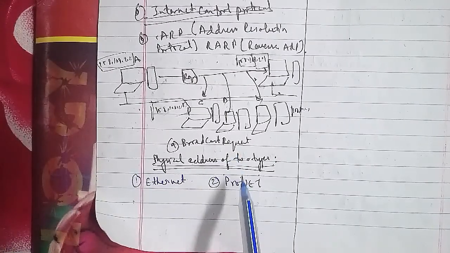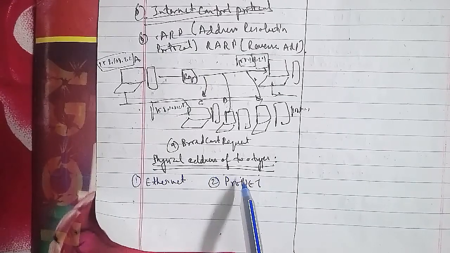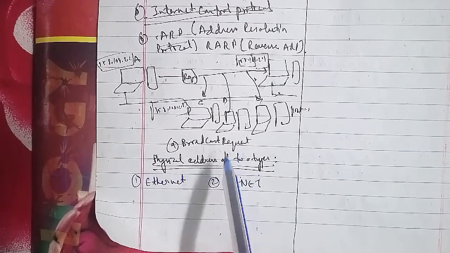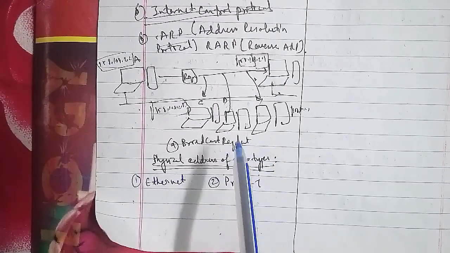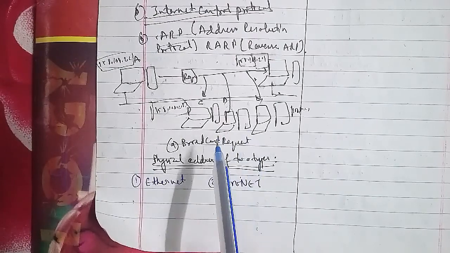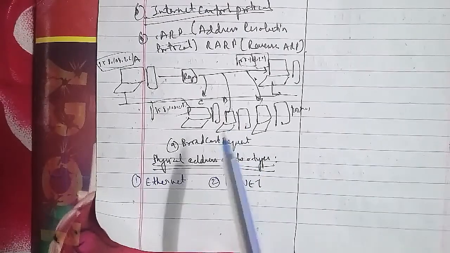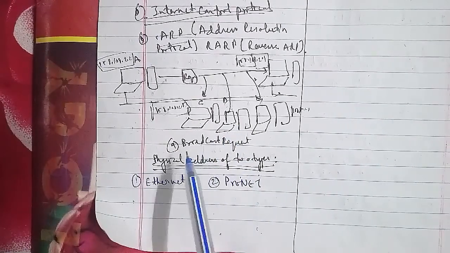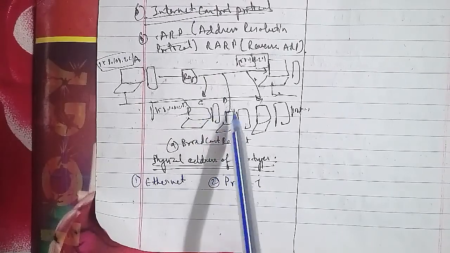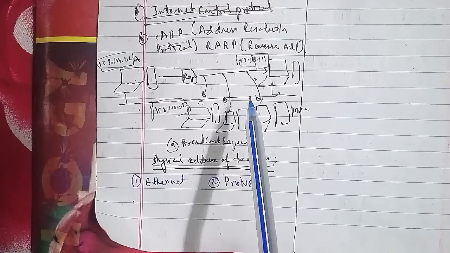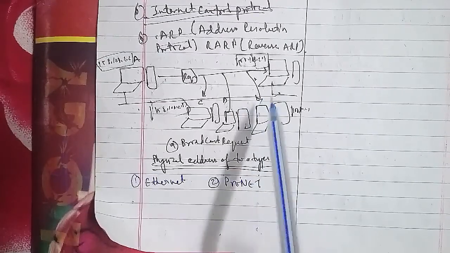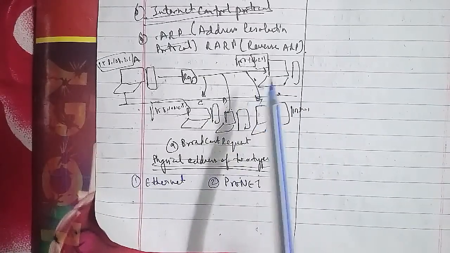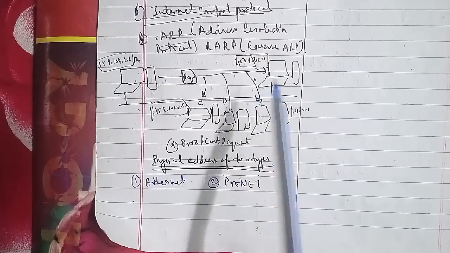ARP allows a host to find the physical address of a target host on the same physical network, given only the target's IP address. This shows host A broadcasting an ARP request containing IB to all the computers on the network, and B responding with the ARP reply, which contains the pair IB and PB. To reduce communication cost, ARP maintains a cache of recently acquired IP to physical address bindings, so they do not have to use ARP repeatedly.